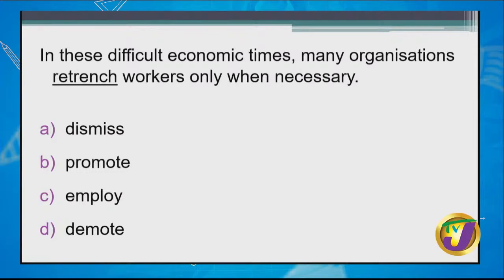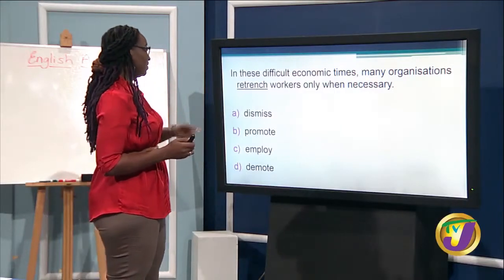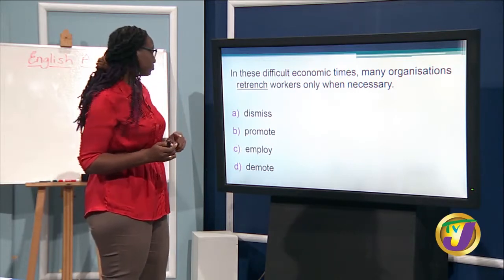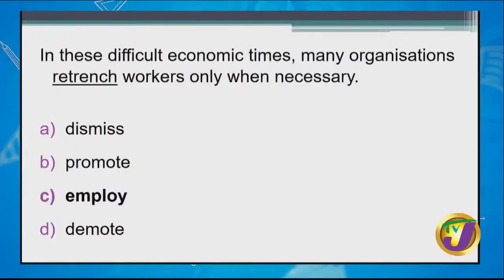Ready? Remember, you're looking for the word that is the opposite of retrench. So if it is the opposite of retrench, what is it? So they would employ, because retrench would mean to dismiss. When you retrench, you're basically telling them, we can't keep you any longer, so goodbye, I'm sorry. So the opposite of that now is to employ. So if you're not dismissing a worker, you are hiring a worker. All right, next sentence.